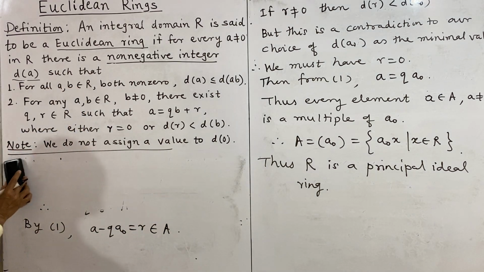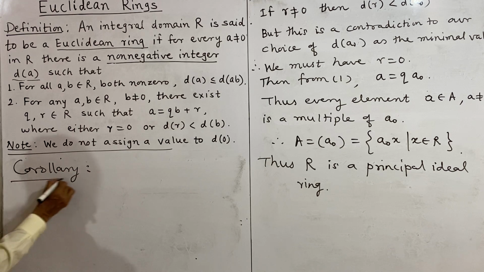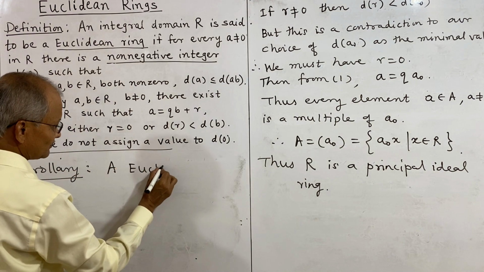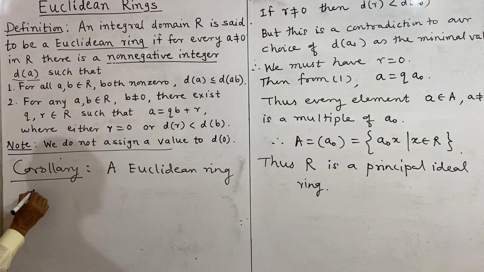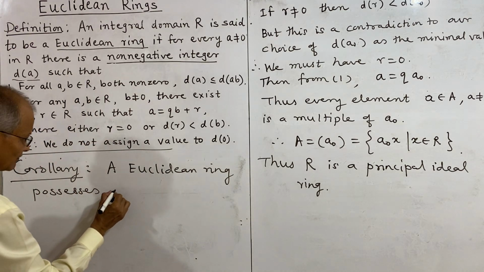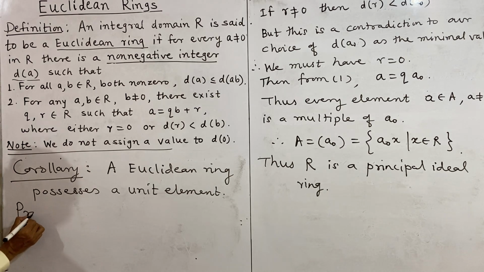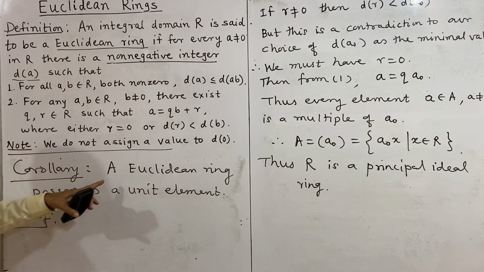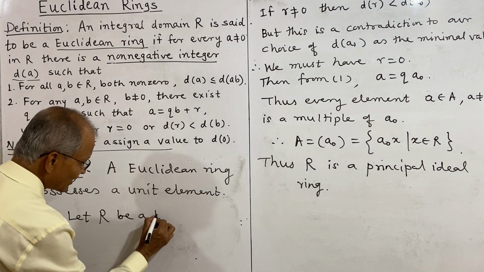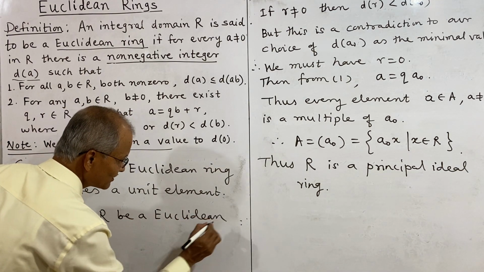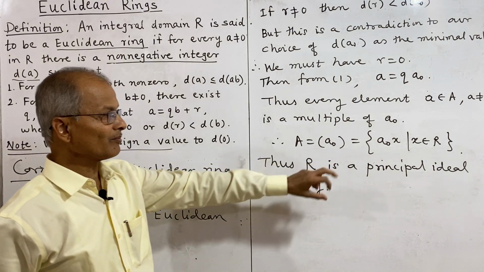And one simple corollary to this theorem is that a Euclidean ring possesses a unit element. The proof follows from the theorem. Let R be a Euclidean ring. Just now we have proved every Euclidean ring is a principal ideal ring. Then R will be generated by some element.